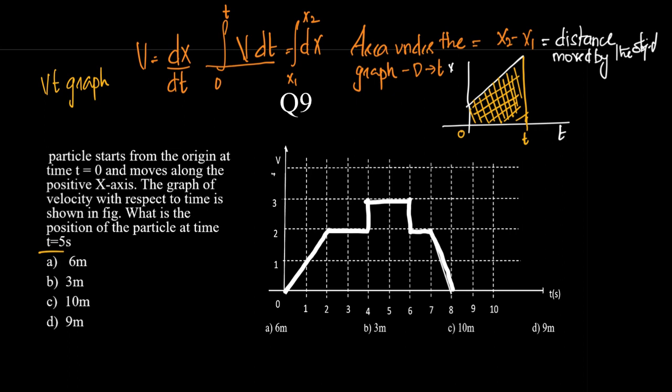And we have been asked to find out the value till time t is equal to 5 seconds. So maybe up to this. So this is the boundary we are talking about. So what we need is the area under this graph. So this is the area we are talking about, right? This much area.